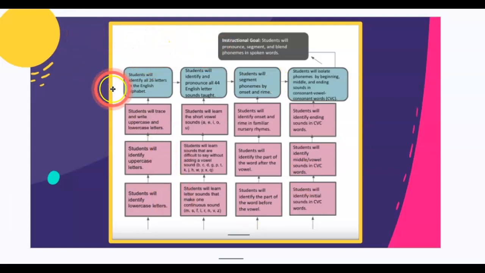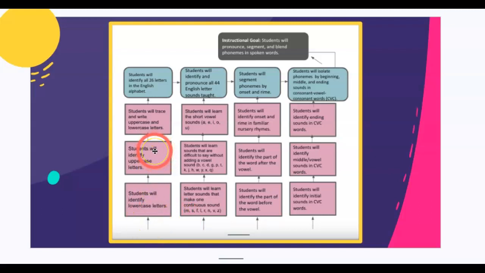This is a copy of my map, and as you can see, it shows that my goals are at the top. I have my instructional goal, and then I have my needs, and so through that it shows what students will be able to do throughout the lessons in order to reach those goals. So they'll have to be able to identify letters, both uppercase and lowercase, and also be able to trace and write them. They will learn letter sounds and the continuous letter sounds.